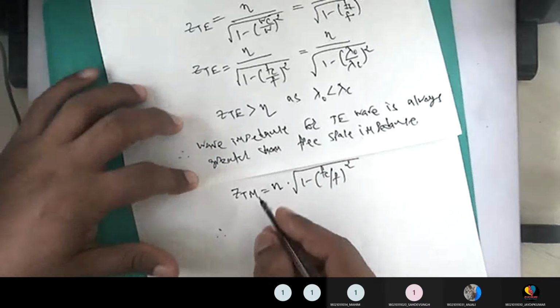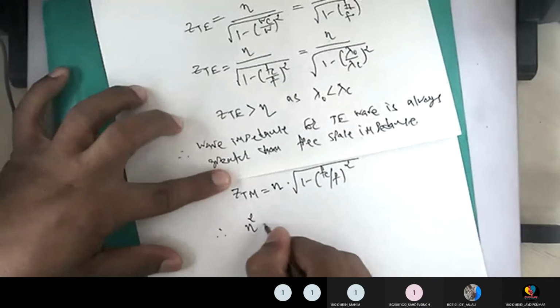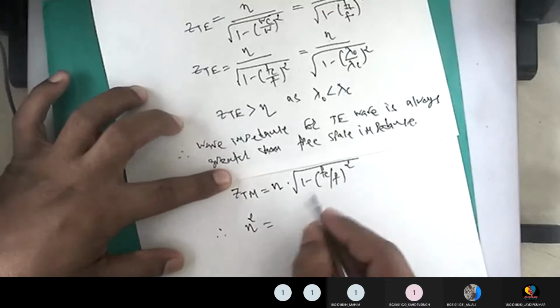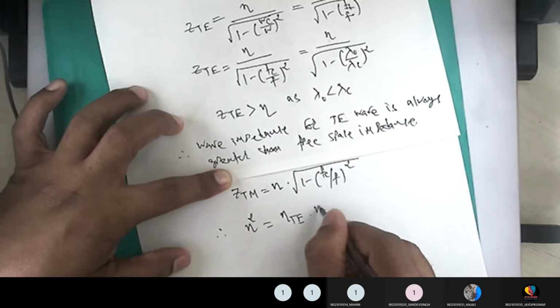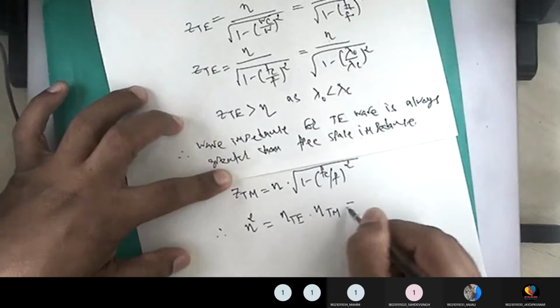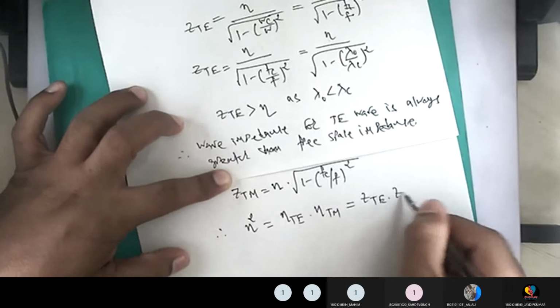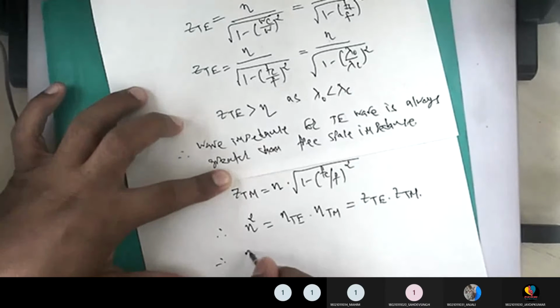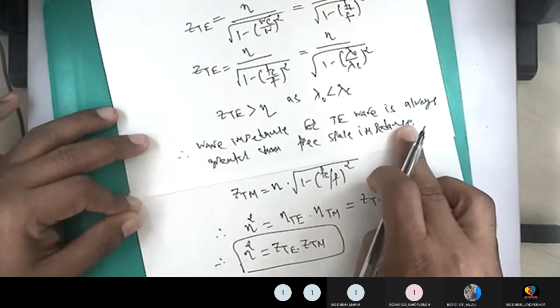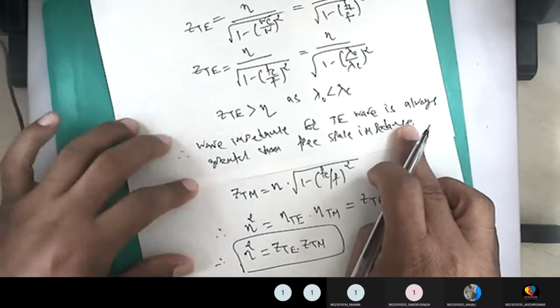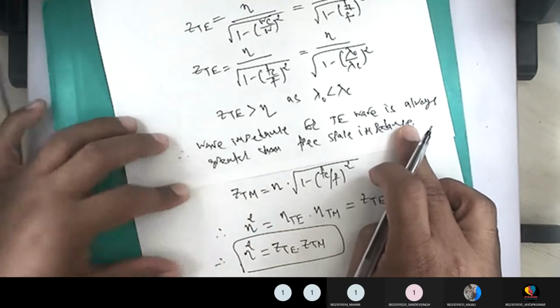So ultimately, what will happen? I can also argue that the free space intrinsic impedance, eta square, will always be equal to the impedance of the TE wave multiplied by the impedance of the TM wave. So I can say that eta square is nothing but ZTE into ZTM. This is also a crucial expression to express the wave impedance of the TE and TM wave in terms of the intrinsic impedance. So is it clear?